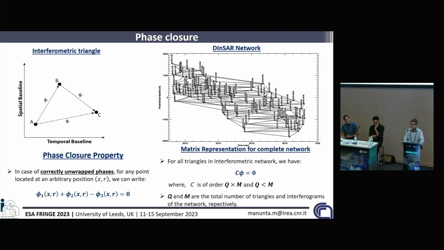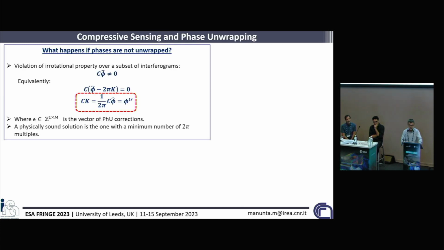Here we have the whole network in the temporal domain. C represents the matrix of the temporal network, Q is the number of triangles, and M is the number of interferograms. What I have said is true if we are working with unwrapped data. But if we work with wrapped data, this is not true. In particular, our condition is not equal to 0.